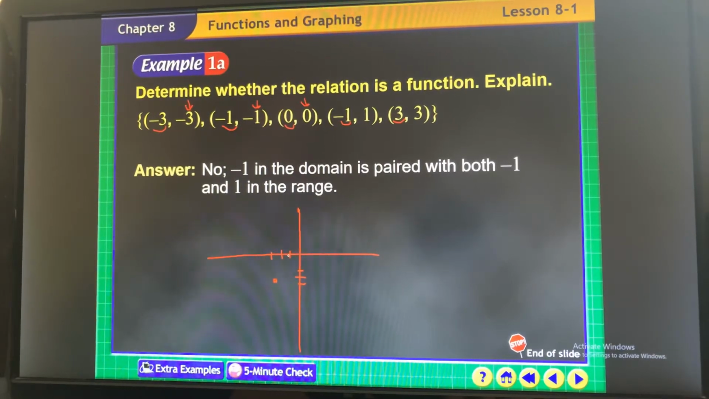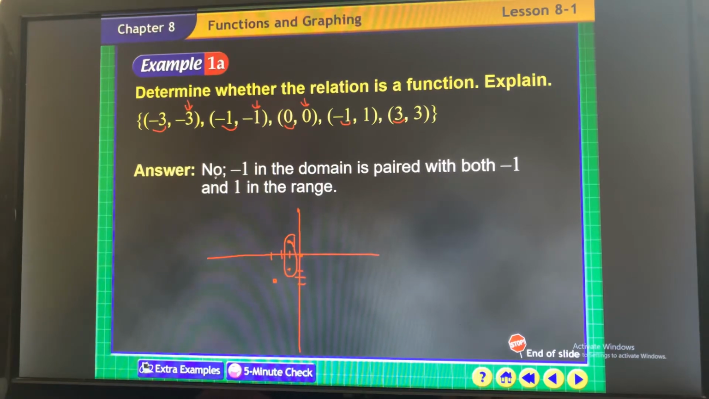This one would be 1 to the left and 1 down. This would be at 0, 0. And this would be 1 to the left and 1 up. Do you see how these 2 points are stacked? That's what makes it not a function. So the domain cannot repeat. So that's what you're looking at.